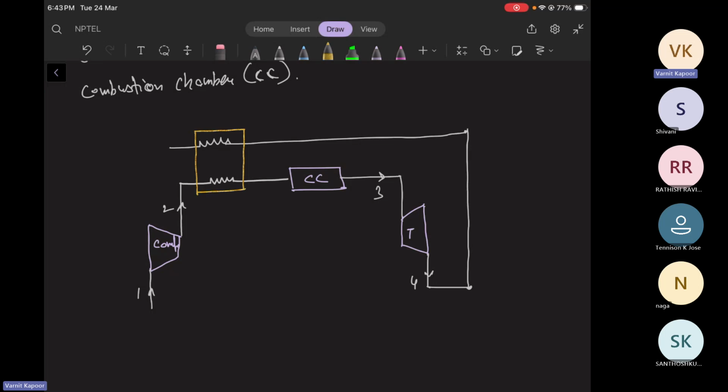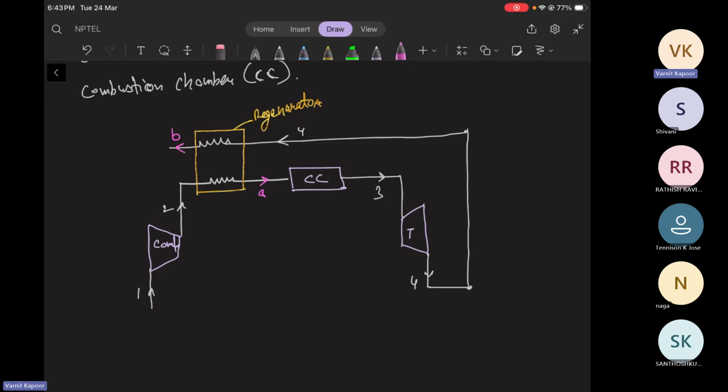So this heat exchanger is nothing but your regenerator, where the temperature of 4, after passing through it, becomes some temperature B, let us suppose. And before entering the regenerator, the temperature was T2, and after the regenerator it is TA. So before the combustion chamber and after the compression, the temperature rose from T2 to TA, and then it entered the combustion chamber.